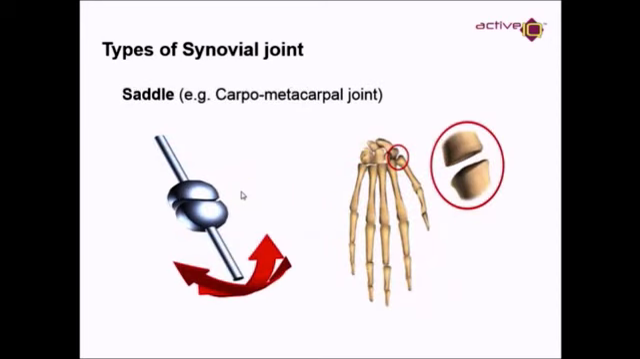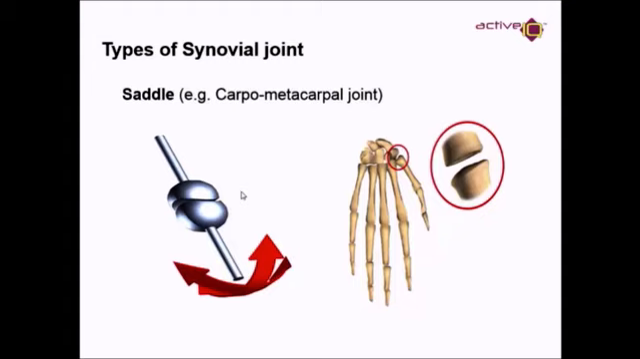Okay, we have a saddle joint. To give an example, the carpo-metacarpal joint, and that means where our thumb joins onto the hand, we've got a saddle joint. And the saddle joint, if you move your thumb around, just while you're watching again, what type of movement is possible with the thumb?